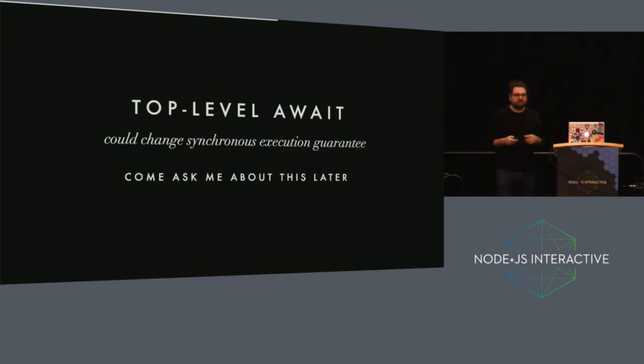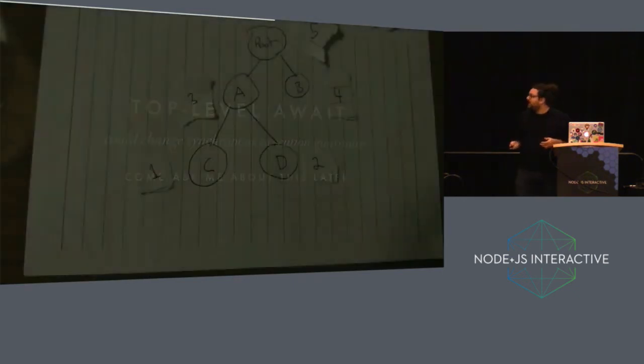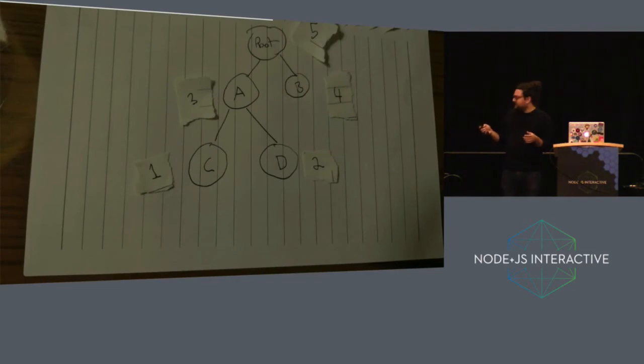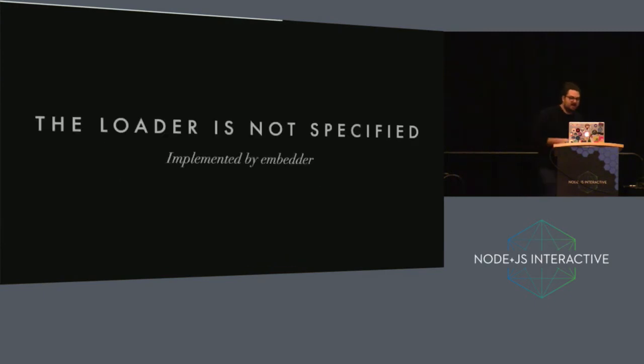Now, I have a proposal at TC39 that is potentially going to destroy that order. Top level await could change that synchronous execution order guarantee. One of the things that we're talking about is if, for example, in this graph, A were to use top level await to dynamically import C and D, it would be possible that C could suspend and allow D to execute. But that's another talk for another day.